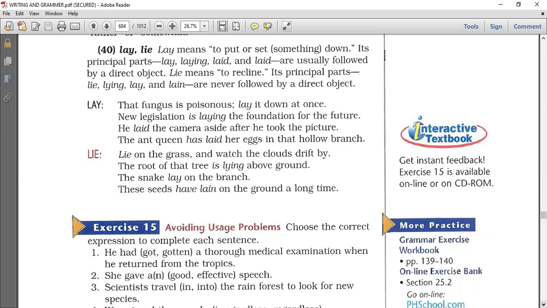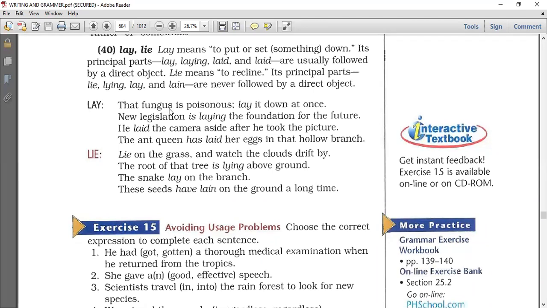Lie, on the other hand, means to recline, lie in bed. Its principal parts are lie, lay, lain. It's a little bit confusing. And when we add the ing, we change the ie into y and add the ing. So lie, lay, lain are never followed by a direct object. The first verb, lay, is a transitive verb. It needs an object. Lie is an intransitive verb. It doesn't need an object.